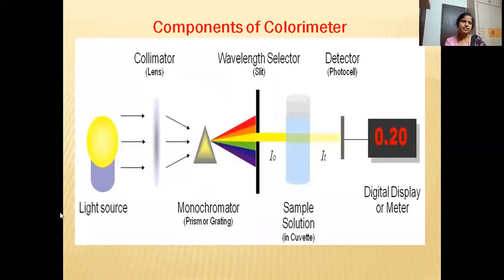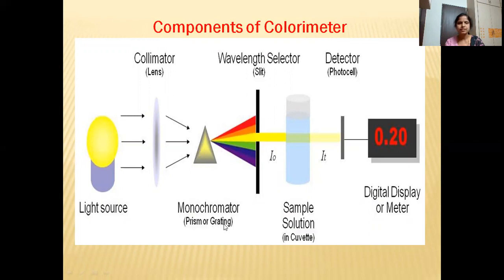So as I said, it should have a light source, then a collimator lens and a monochromator. The light source in a colorimeter, where we are doing the experiment in visible light, is a tungsten filament. So the tungsten is acting as the light source here. The light falls on the collimator lens, then goes on to fall on the monochromator, which is made up of prism or gratings.